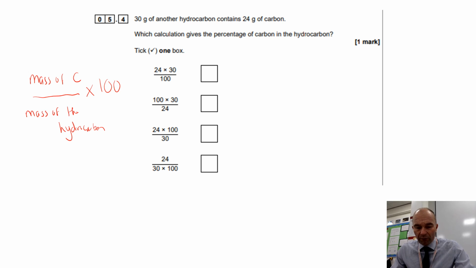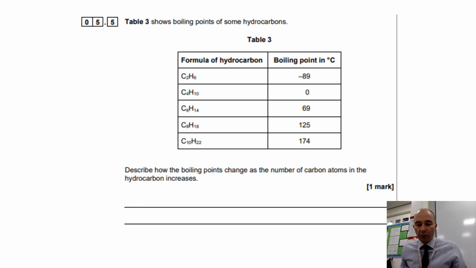Now, if we substitute the numbers in that we've got 24 multiplied by 100, and we divide all that by the mass, which is 30. Now I just need to look across and find the answer, which is correct, which is the 3rd box along. Question 5.5. We've got some boiling points of various hydrocarbons, and you need to describe how the boiling points change as the number of carbon atoms in the hydrocarbon increases.